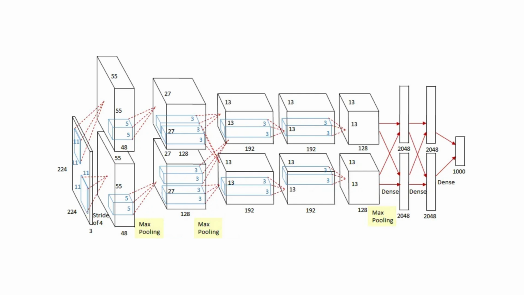AlexNet used GPUs for fast computation and introduced ReLU activations and dropout layers to prevent overfitting. This model didn't just outperform others, it crushed them, cutting classification errors in half and igniting the deep learning revolution. To be honest, it was almost a copy of LeNet, just increased in size.